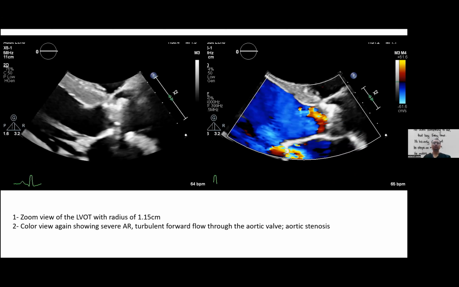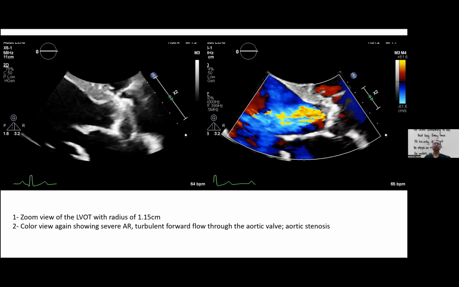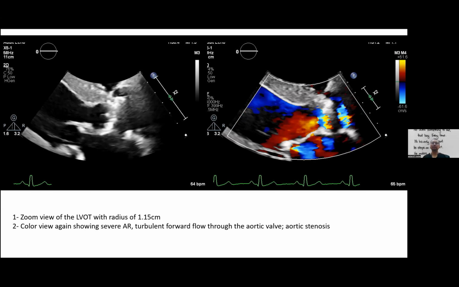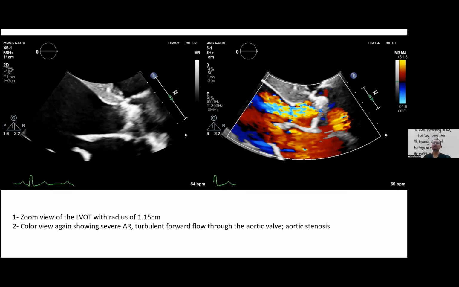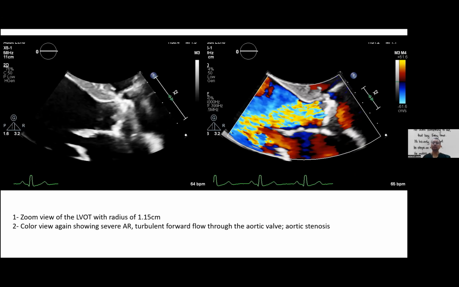So we have a zoom view of the aorta. We get the LVOT with a radius of 1.15 centimeter. We need the radius because that radius is important to calculate the aortic valve area via continuity equation.